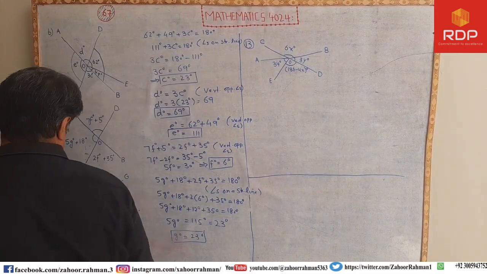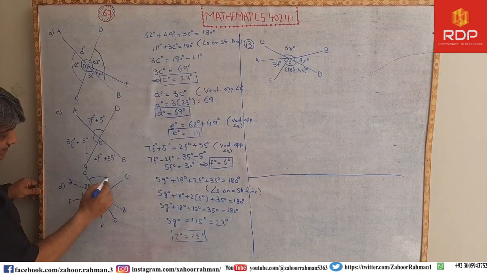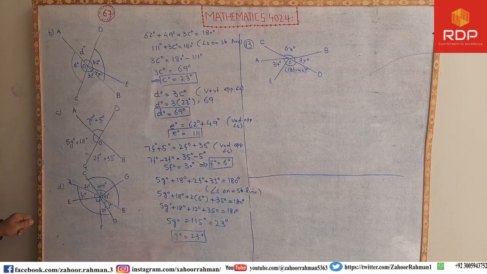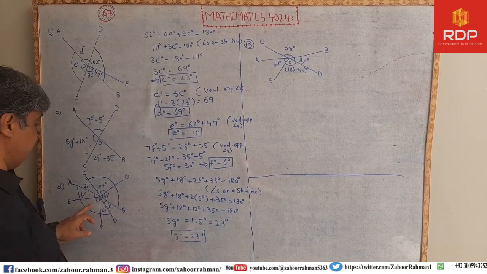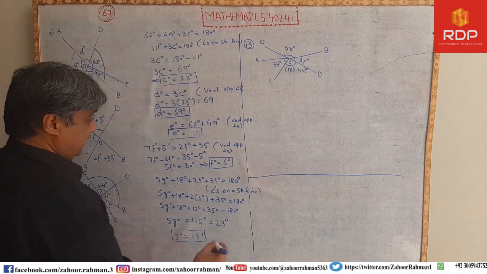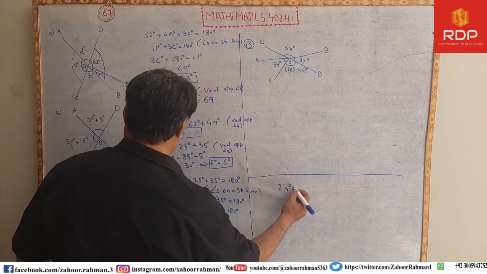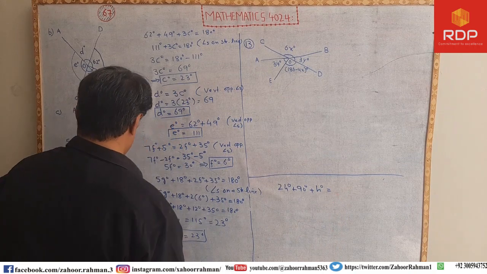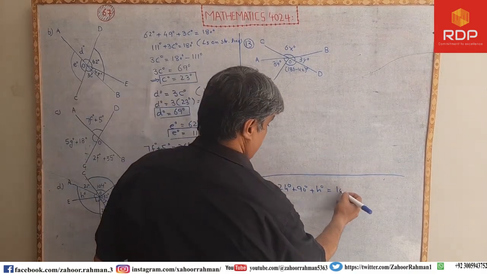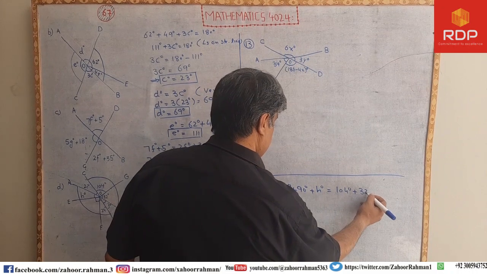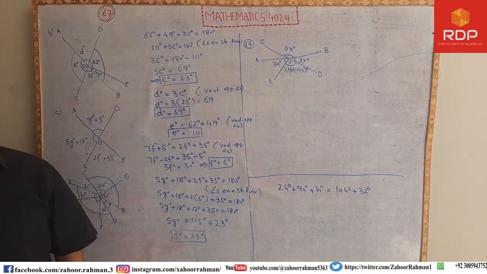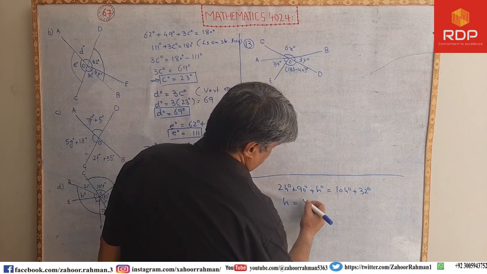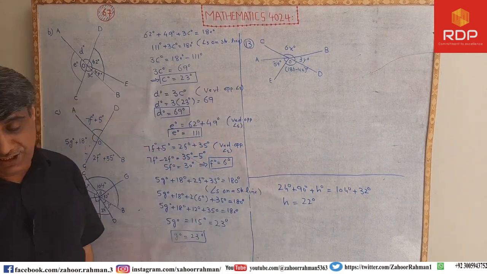Okay, for that we have to utilize this and this, they are vertically opposite angles. So we have to write 24 degrees plus 90 degrees plus H degrees, and then 104 degrees plus 32 degrees. And when we find the value of H, it will be 22. H is equal to 22 degrees.